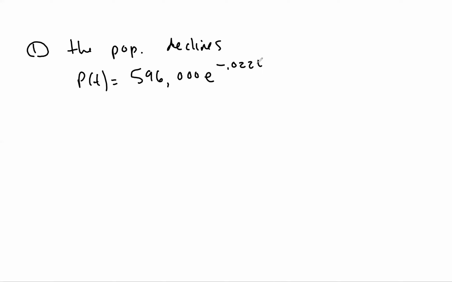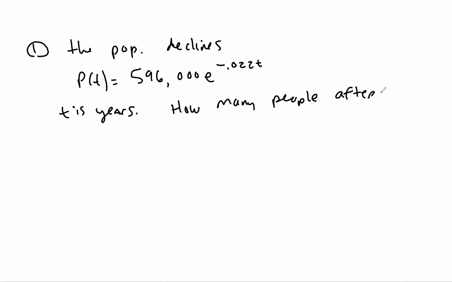So in this particular problem, the population declines, and here's the function that they give you. P of t equals 596,000 times e to the negative 0.022 t. T is the years. And the question is, how many people after 12 years?